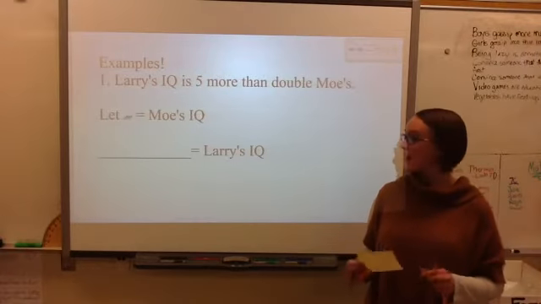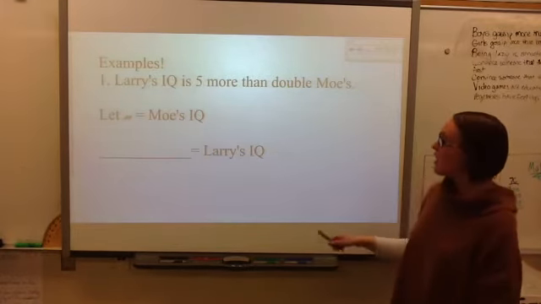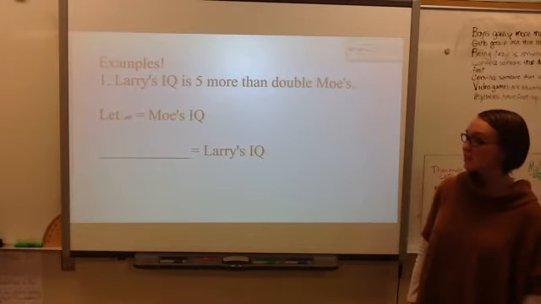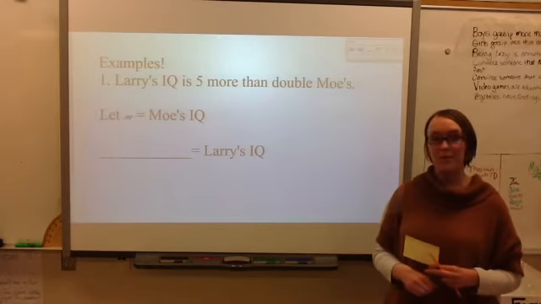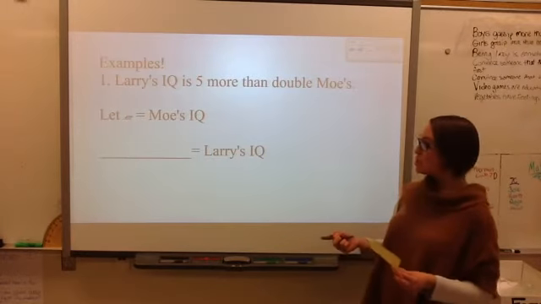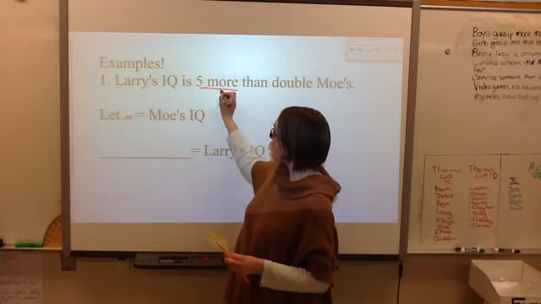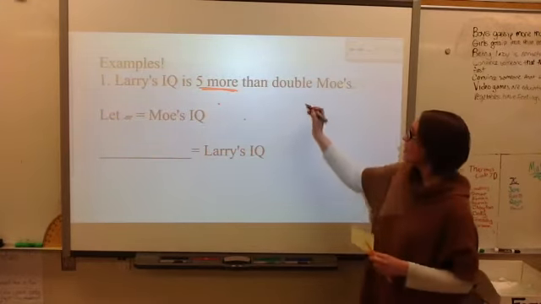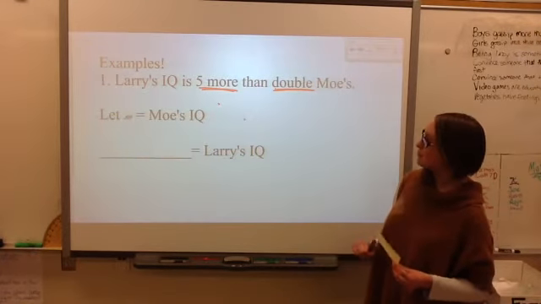So we have some examples for you guys to do today. This is our first example. Larry's IQ is 5 more than double Mo's. So when solving word problems, the first step to keep in mind is to underline any important information. In this one, it's telling us that Larry's IQ is 5 more than, so that would be something important to underline, as well as double Mo's.